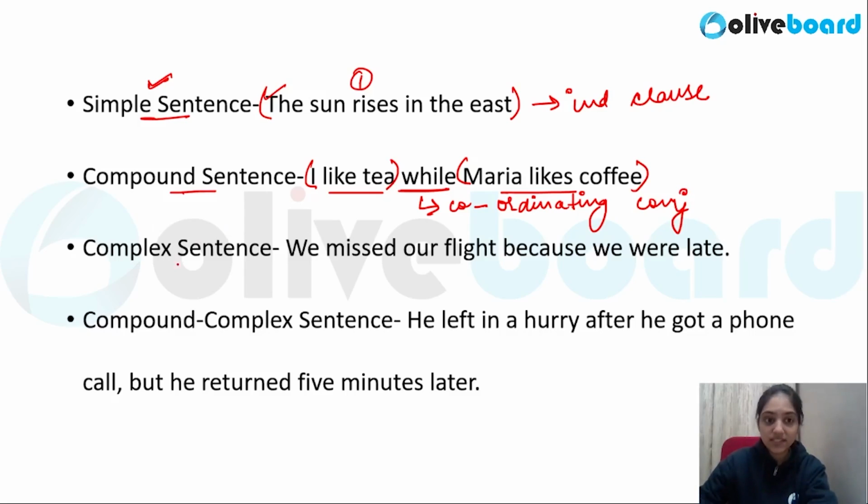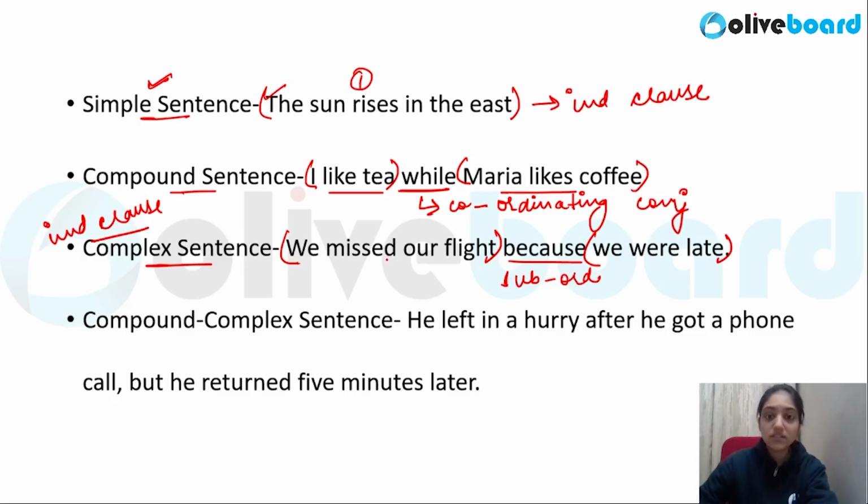Moving on to complex sentences. Now, what are complex sentences? Complex sentences have independent clauses as well as dependent clauses. Now, till now we have studied independent clause, and an independent clause expresses one complete thought. Let us see what a dependent clause is. Here the sentence says, "We missed our flight because we were late." So this here is the independent clause while this here is the dependent clause. And these two clauses are being connected by because, which is a subordinating conjunction. So there are other examples of subordinating conjunctions like although, because, since, than, though, when, etc.